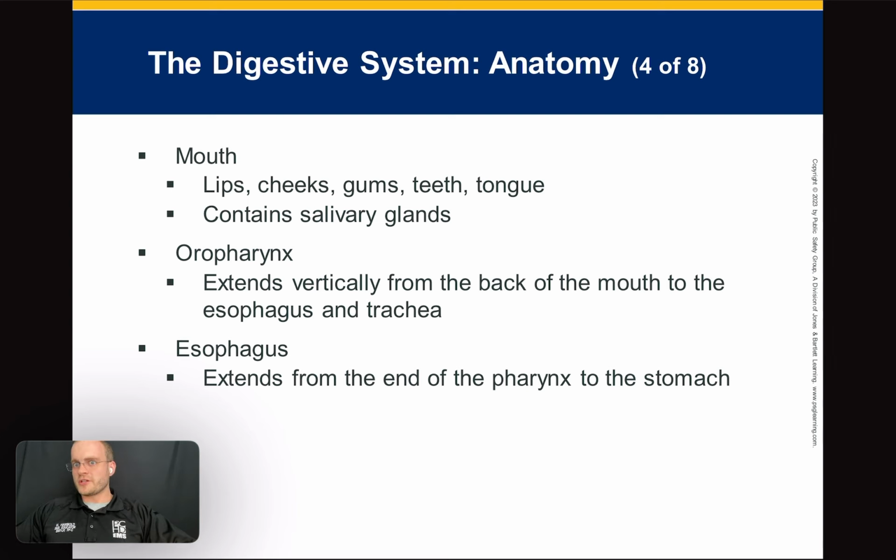So the mouth contains the lips, cheeks, gums, teeth, and tongue. Who knew? And then the salivary glands. Okay. Now, I will say the oropharynx, this is the back of the mouth. And the reason this is important is we use a tool as an EMT called the oropharyngeal airway. And it's this thing that I don't have one with me that lifts up the tongue, and it kind of touches the back of the palate, like your back of your throat, to lift up the tongue. So we use this in like cardiac arrest and stuff.